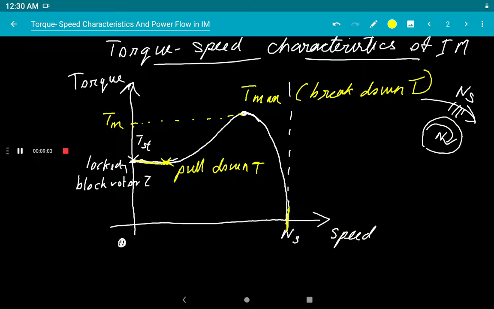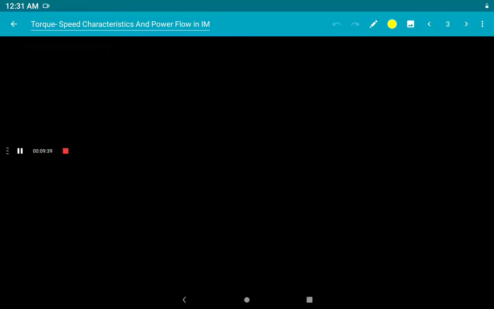So you should remember these points, that the torque-speed characteristics will be like this. At synchronous speed the torque is zero, and this is the maximum torque point, known as breakdown torque. When we increase the speed above this value, the motor torque drops and becomes zero when it reaches synchronous speed. Okay. Now I will explain it in detail again, the torque-speed characteristics.